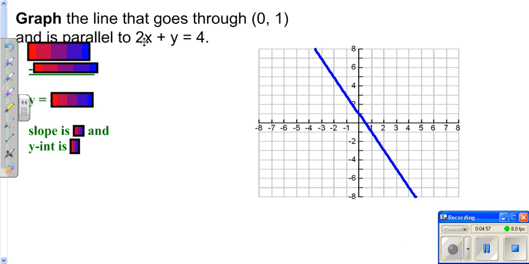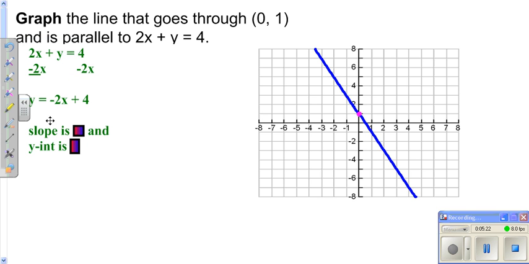Well, here we want to graph a line that goes through this point. So we're going to start out at 0 over 1 up. It needs to be parallel to this line. Well, we know parallel lines have the same slope. So we need to first of all go ahead and get this solved for y so we can find our slope. So we're going to take our line, solve it for y, so we're going to have to subtract the 2x from everything. So then we get y is equal to a negative 2x plus 4. So your slope is a negative 2, your y-intercept is a 4.